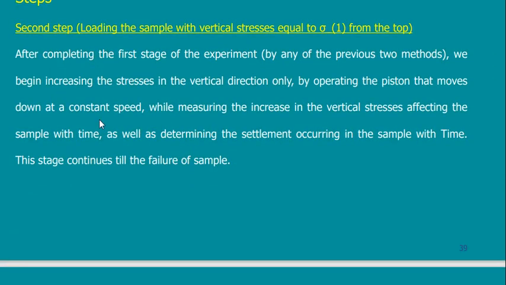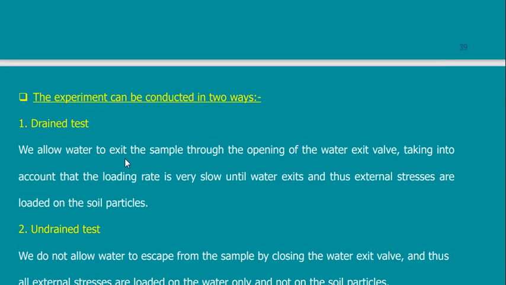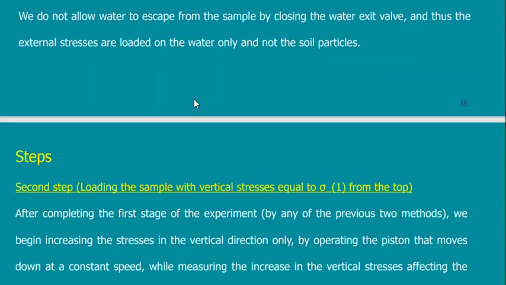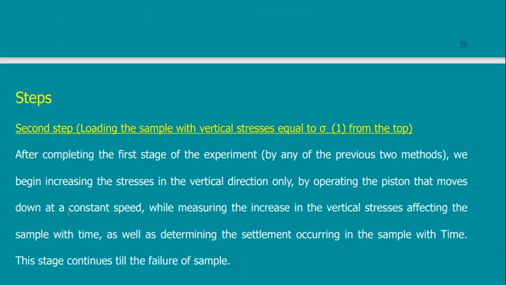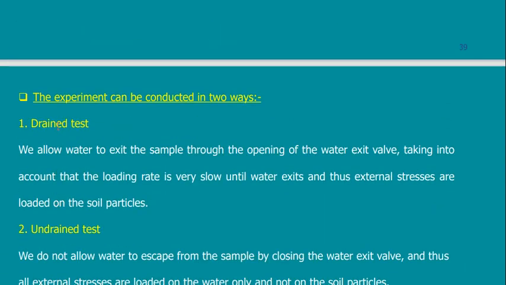So this is the second step. This second step can be conducted also in two ways. The first step was conducted in two ways: consolidated or unconsolidated. The second step will be conducted in two ways. We call it drained or undrained. So it means drained or undrained when I put the vertical load.